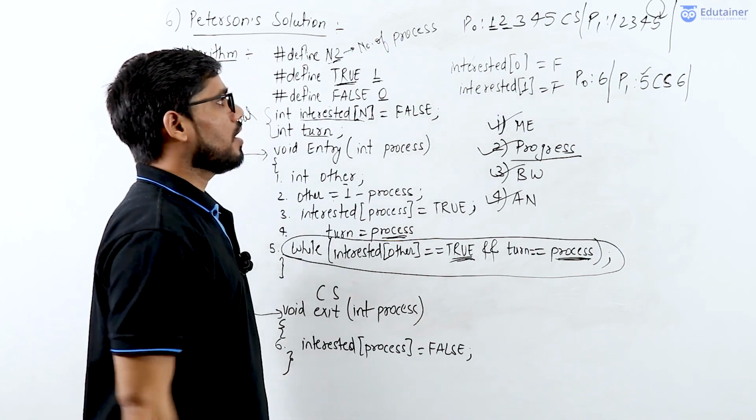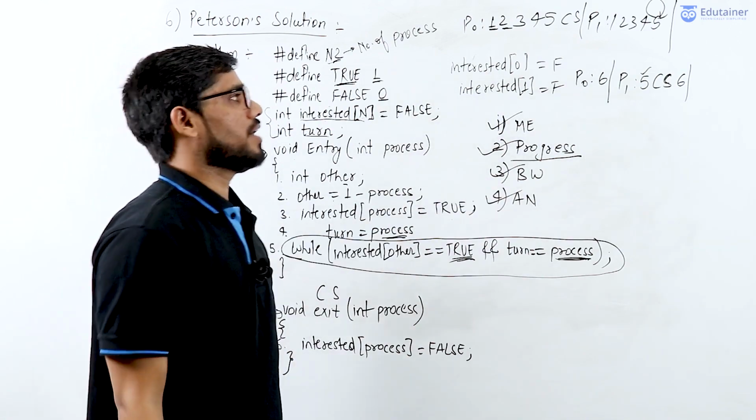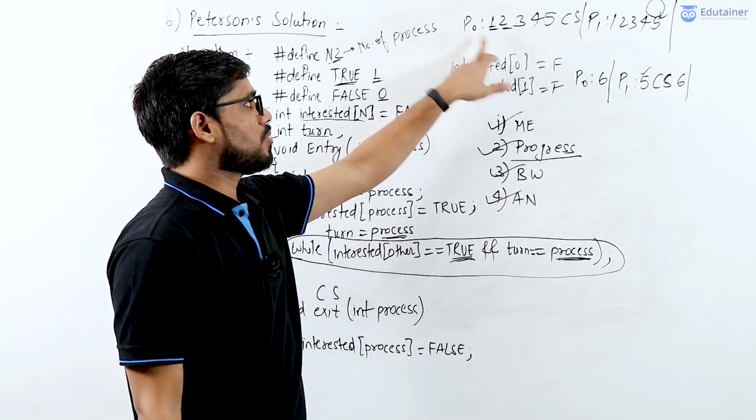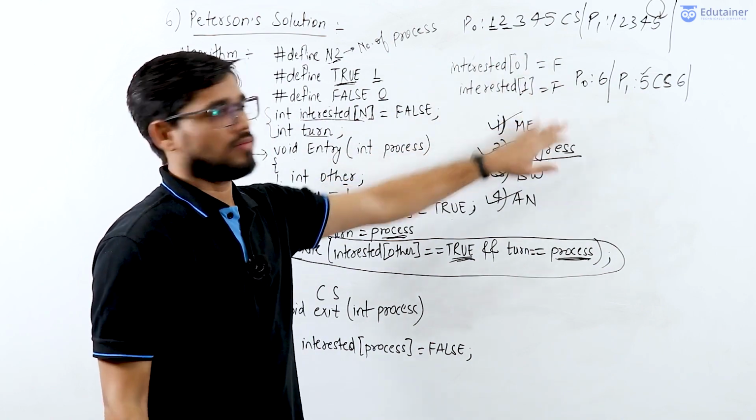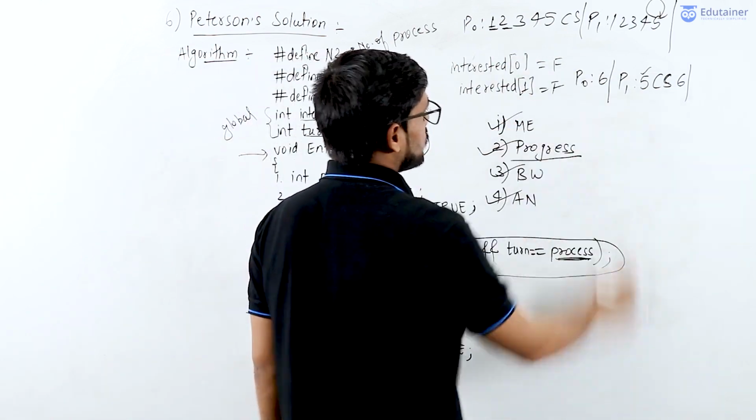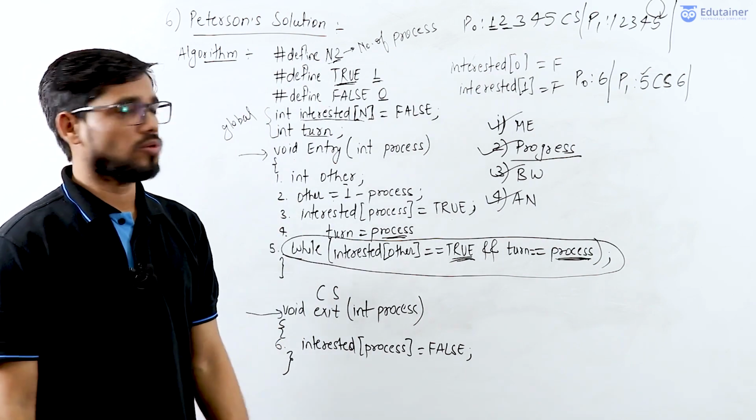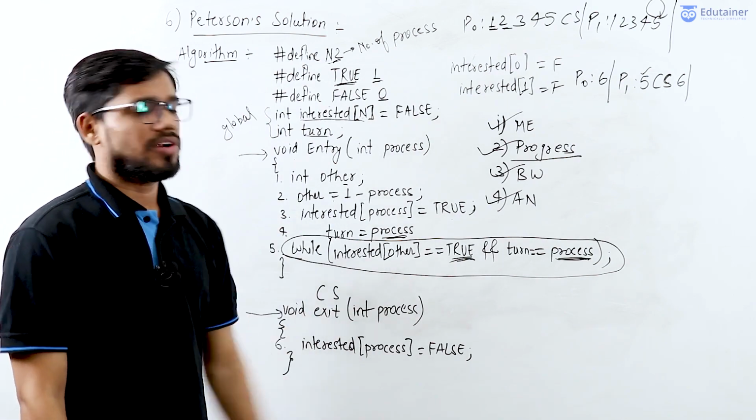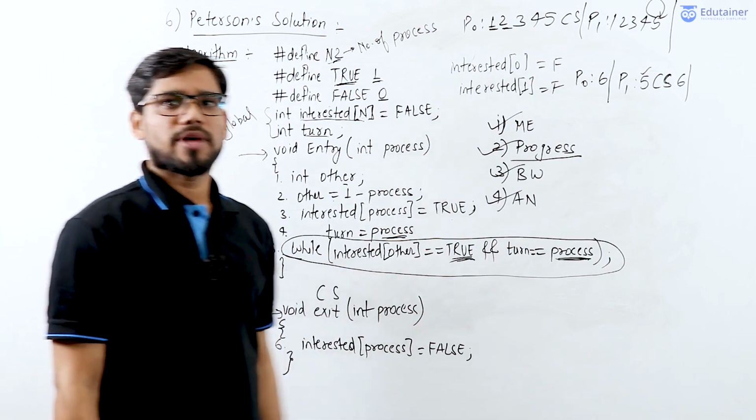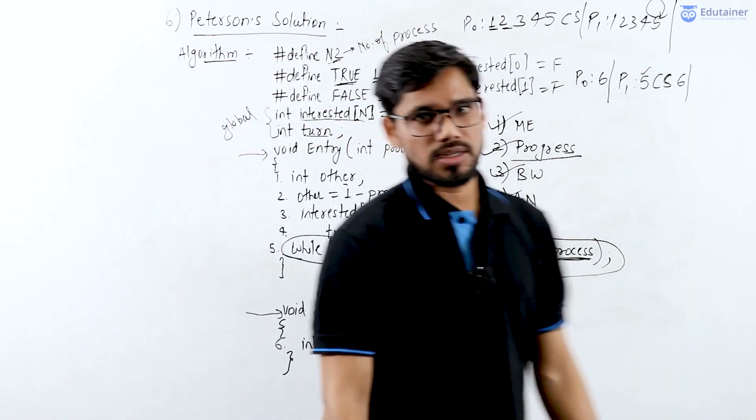And bounded waiting is also guaranteed here. Bounded waiting means no process should wait for a long time to get its chance to enter the critical section, and there are only two processes here. So definitely bounded waiting is guaranteed, and it is a software mechanism, so it provides architectural neutrality.